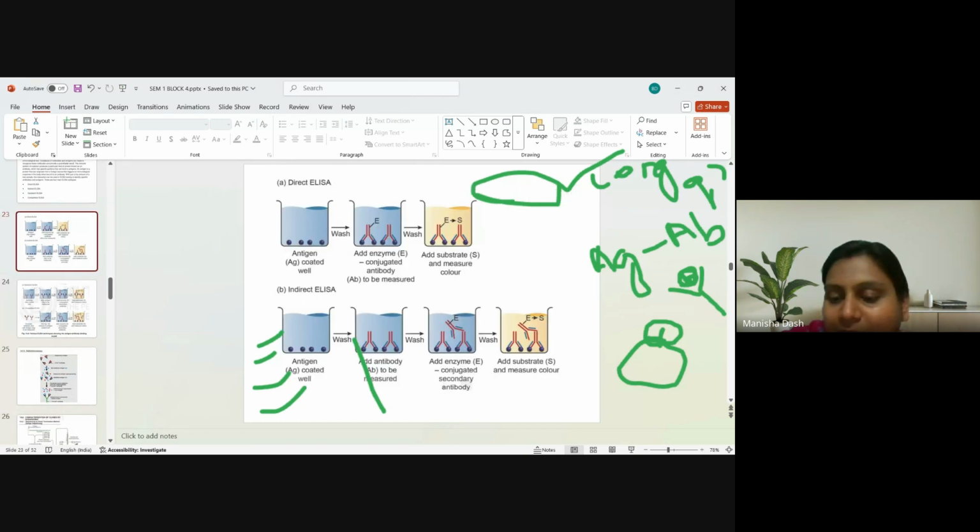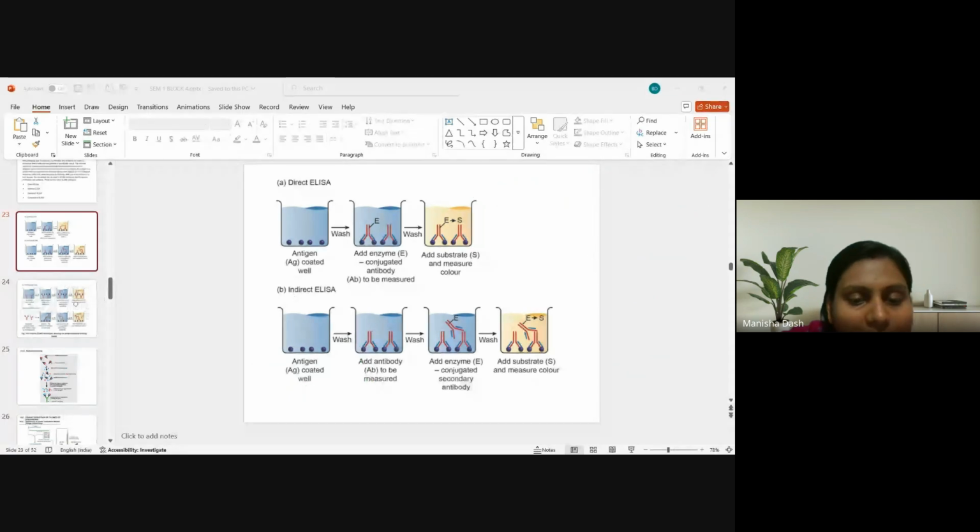Direct ELISA is very simple. You are coating a microtiter plate with the antigen. That antigen will have a complementary antibody. Each antigen will have its own set of antibody. You use the antibody which is conjugated with an enzyme. So this is an enzyme linked assay.